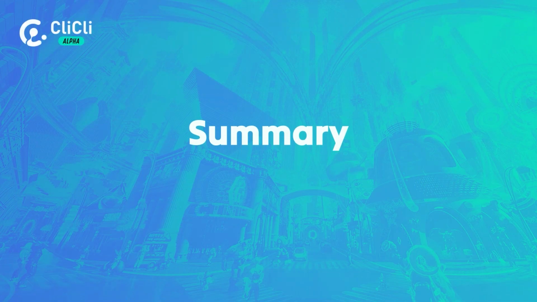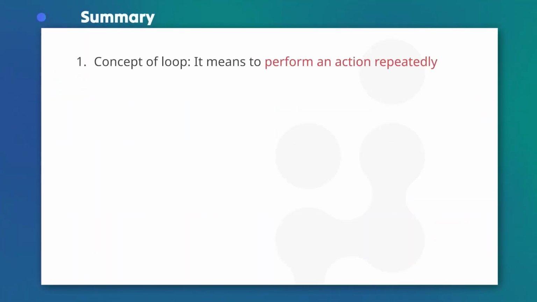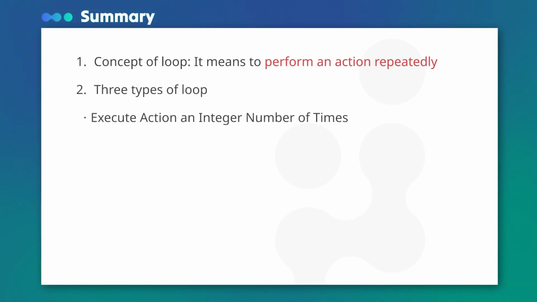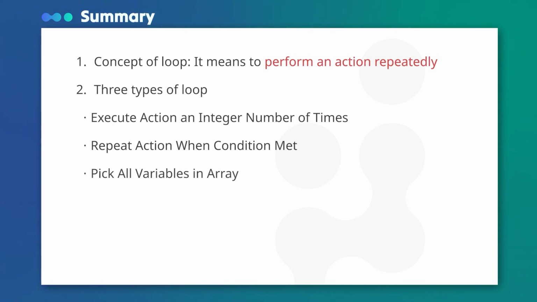Now, it's time to review what we learned today. The concept of loop. It means to perform an action repeatedly. 3 types of loop. 1. Execute action an integer number of times. We use an integer variable to set the times and execute an action repeatedly. 2. Repeat action when condition met. It means to repeat the action while the condition is met. 3. Pick all variables in array. It means to execute an action for every unit in an array, according to the array's order.